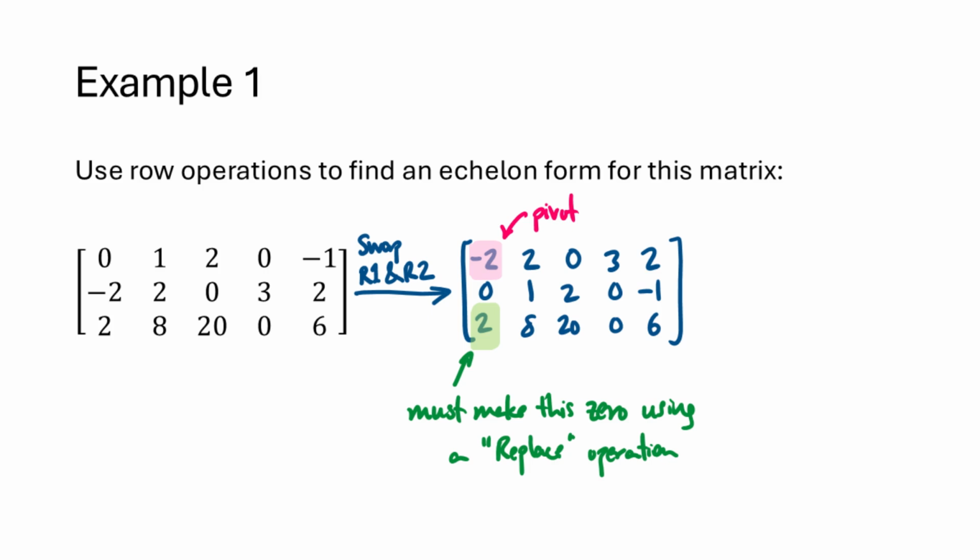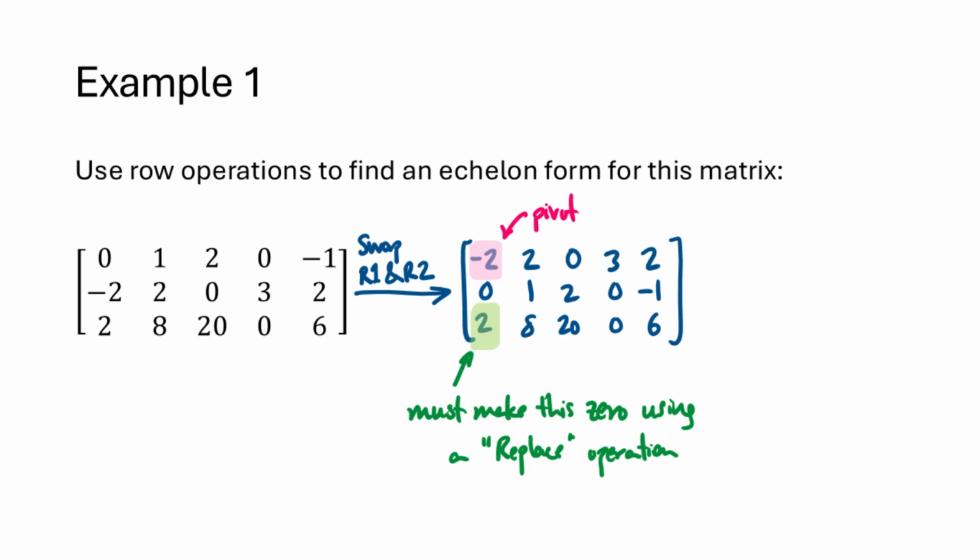So I'm going to replace the row that contains the entry that I want to be 0. So I'm replacing row 3. And whenever we're replacing a row, we're going to replace it with that row plus a multiple of another row. So whenever we decide to say replace row 3, the very next thing we say is row 3 plus, and then we're using a multiple of another row, and you want to use the row that has the pivot.